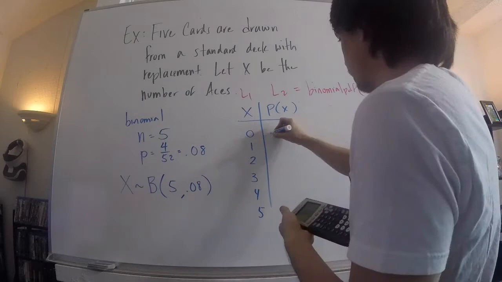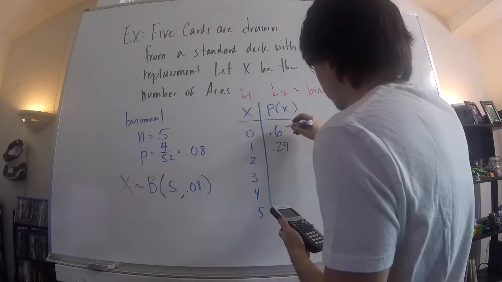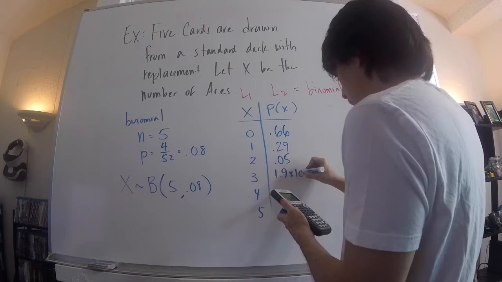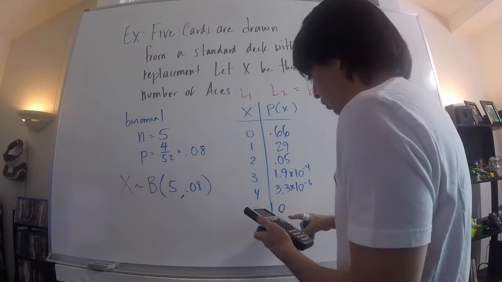0.6629. Sorry, wait a minute, 0.6629. And then 1.9 times 10 to the negative 4. I'm just going to leave it like that because I do want to see how small it's getting. 3.3 times 10 to the negative 6. And the 5 is so small, this is just such a small probability of getting 5 aces.